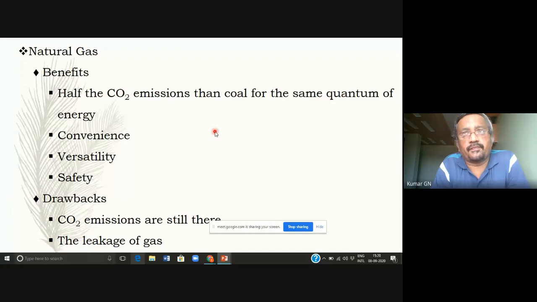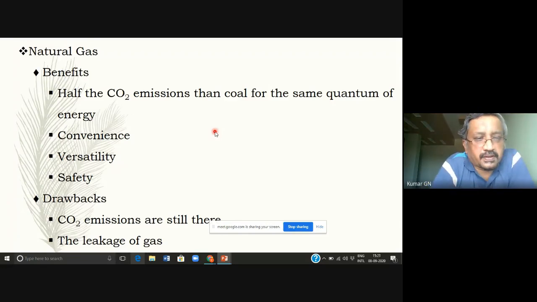Convenience: natural gas is easy to store and easy to transport from one place to another place, maybe through a pipeline system or through a cylinder system. It is convenient, and you can observe the facility in Delhi. The gas is supplied from Gujarat to Delhi or Mumbai. Yeah, in Mumbai also they are doing it. Okay.